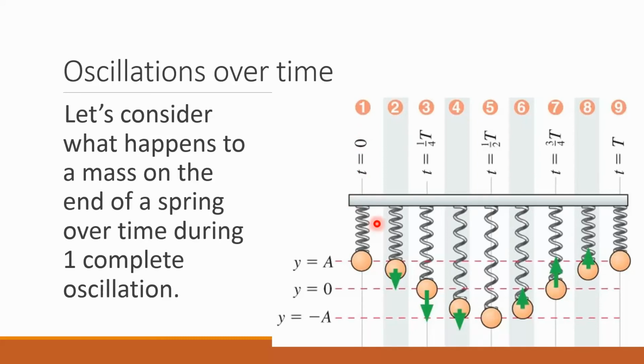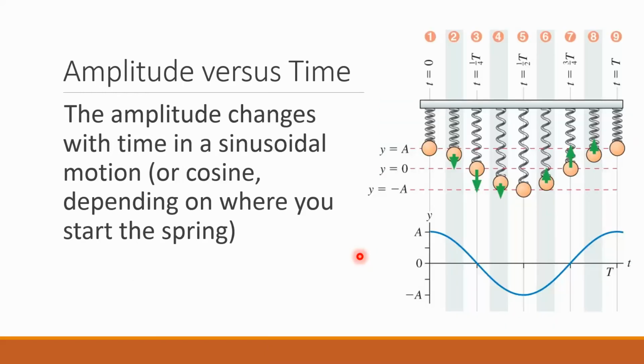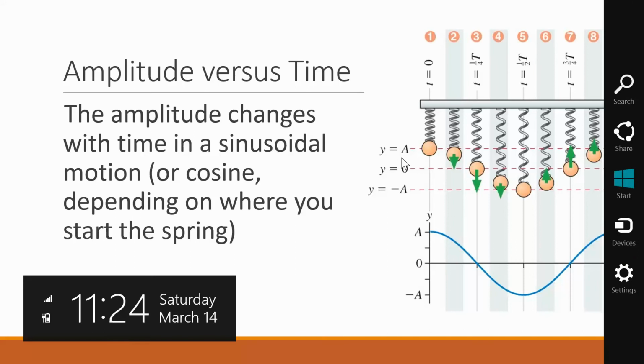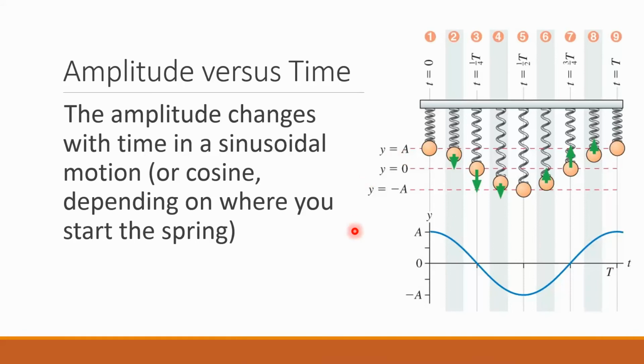We're going to go to one full period over here where the spring has gone back to its original position, and our time is going to be capital T, that's our period. So what happens in between? The amplitude is going to change with time, and if you could graph the position versus the time, it's going to be a sinusoidal motion or cosine, depending on how you start the spring. But it's going to be a curved graph.